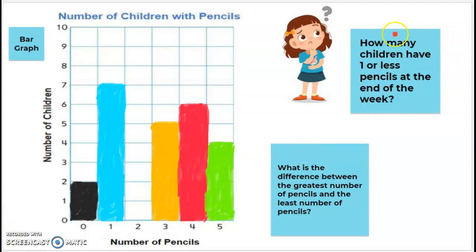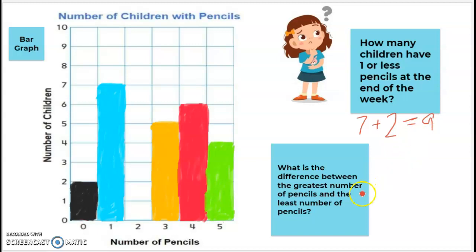How'd it go? Did you answer the first question? How many children have 1 or less pencils at the end of the week? Well, we can look at the number of pencils. We know there's 7 children with 1 pencil, 2 children with 0 pencils. So we can simply add 7 plus 2, and that is 9 children at the end of the week have 1 or less pencils.